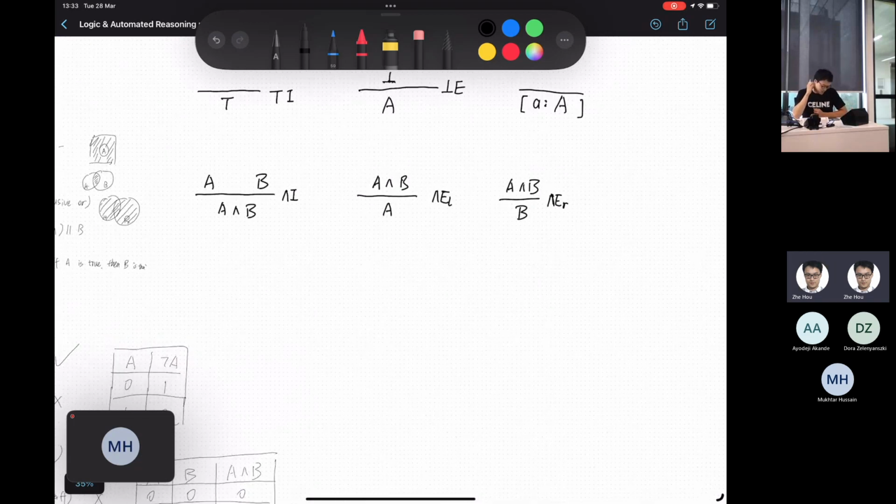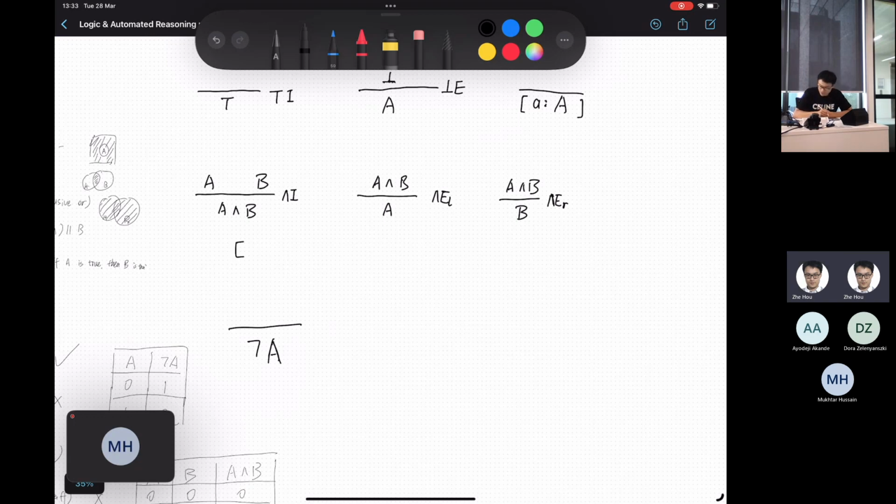Now there are a few other rules. So I'm going to go with the negation first. Negation is quite common. So for the rule of negation, first we have, let's say, negation introduction. How do we introduce that not A is true? How do we conclude that not A is true?